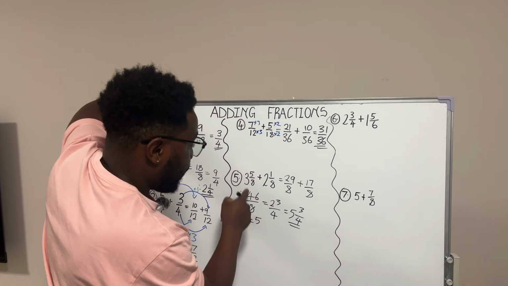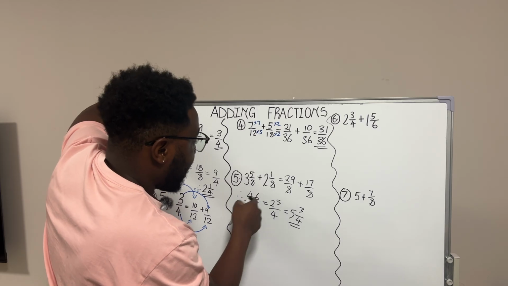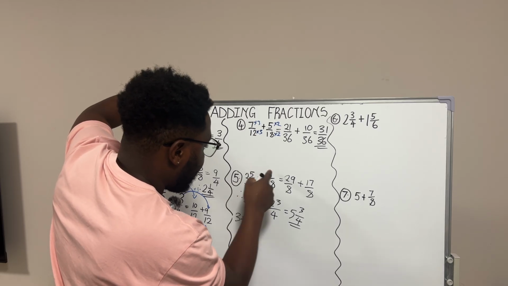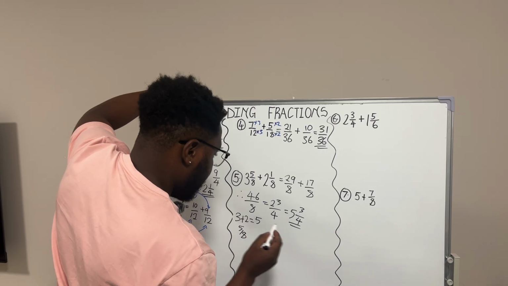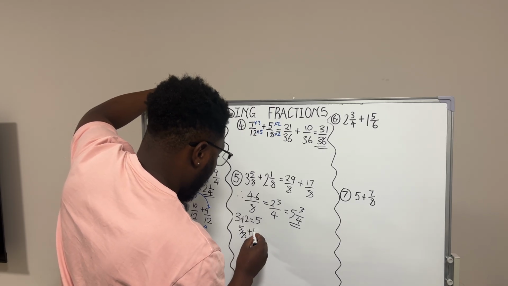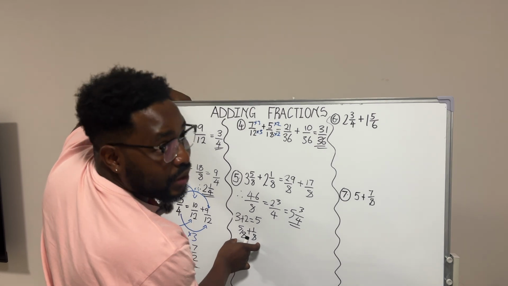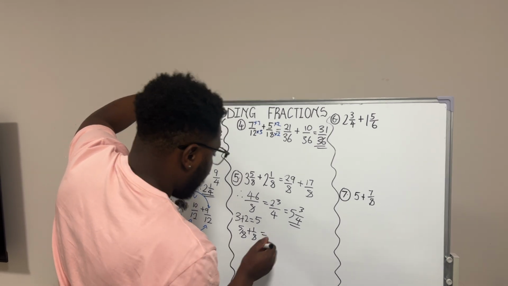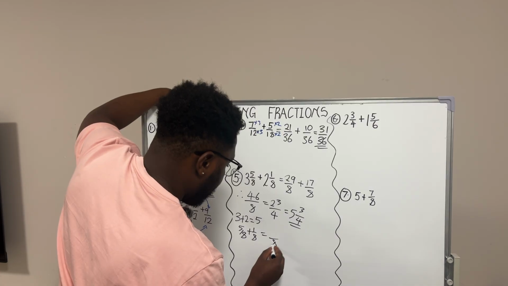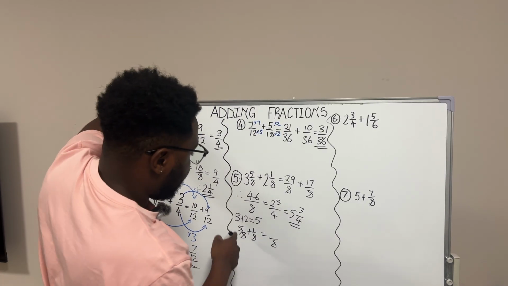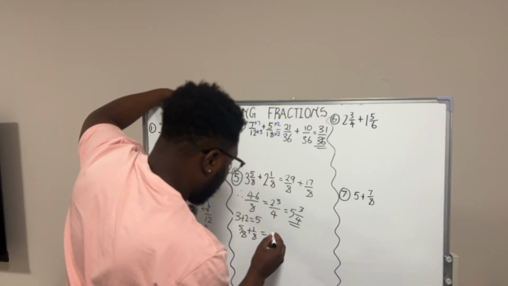We've dealt with the whole numbers, and we'll be left with these fractions, which is 5 over 8 plus 1 over 8. They have the same denominator, which is 8. So all we have to do is add the numerators. 5 plus 1 is 6.